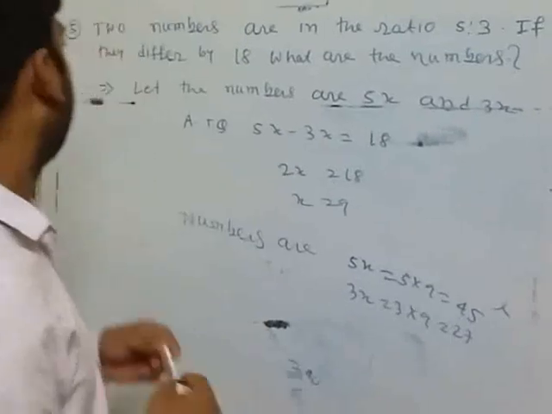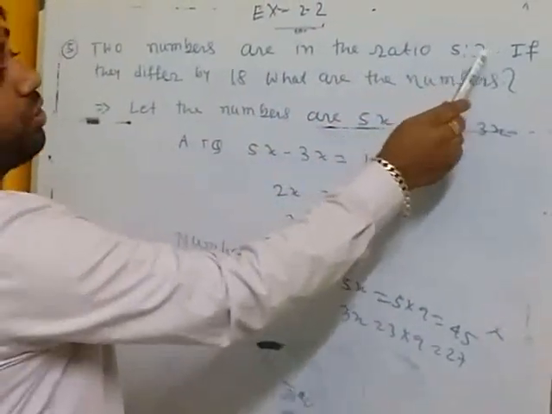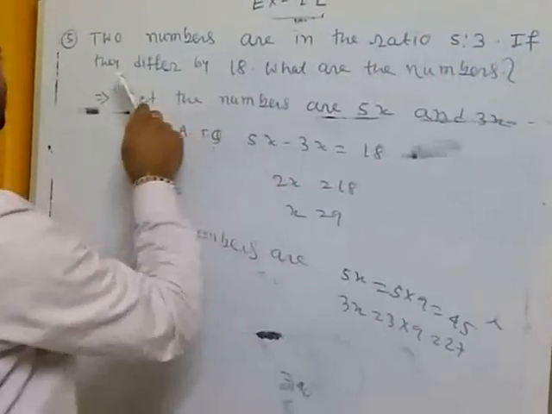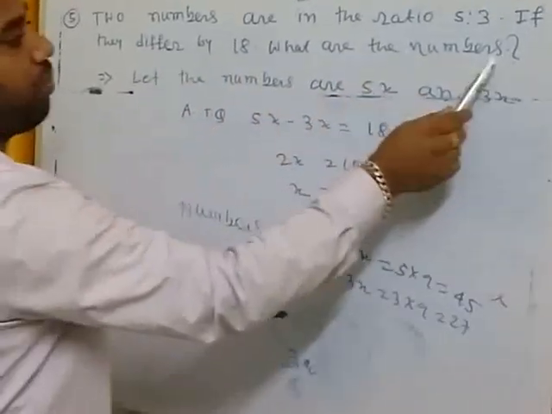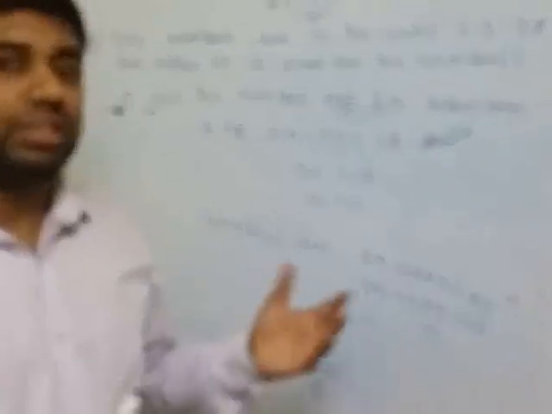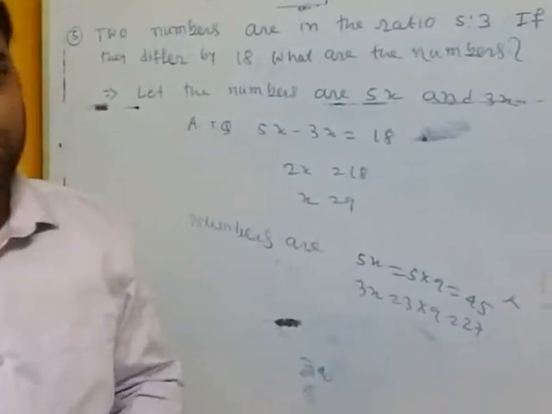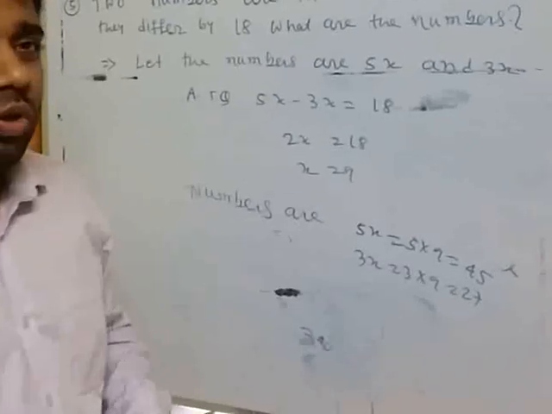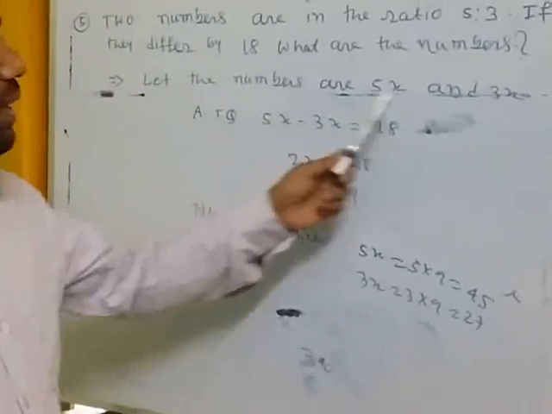Okay, question number 5. Two numbers are in the ratio 5:3. If they differ by 18, what are the numbers? First of all, as the ratio is given, you can take any two numbers, that is 5k, 3k, 5y, 3y, 5z, 3z. Okay, I am taking here 5x and 3x.